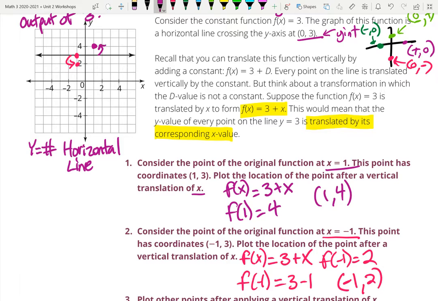Notice how it changed differently. And that's to be expected. We're not just changing it positively. We're not changing all of them negatively. We're changing it by x. Sometimes we're going to translate it up. When you add a number, it goes up on the graph. When you subtract a number, it goes vertically down the graph.